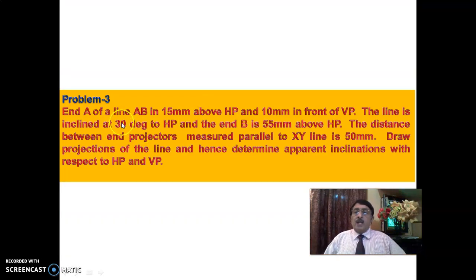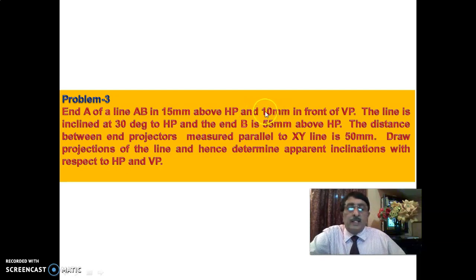See here, end A of the line AB is 15 mm above HP, 10 mm in front of VP. I've told you, irrespective of this, projections don't change, so this will not be a parameter. Whatever they give, you write it. In case they miss it, you assume it. 15 mm above HP, 10 mm in front of VP is not a parameter. Even if they don't give it, don't worry about that.